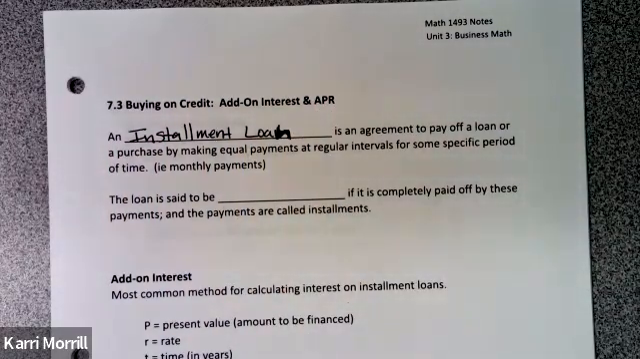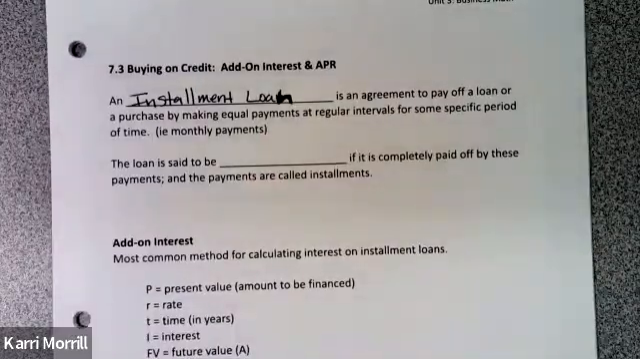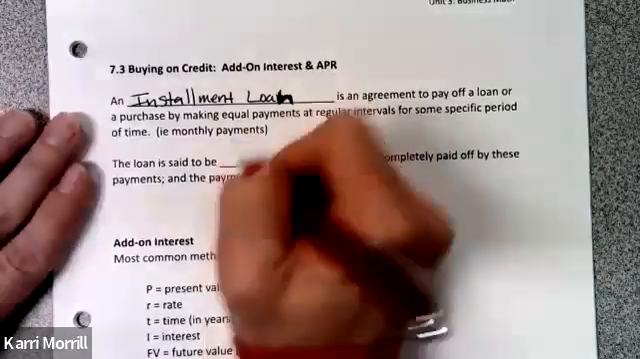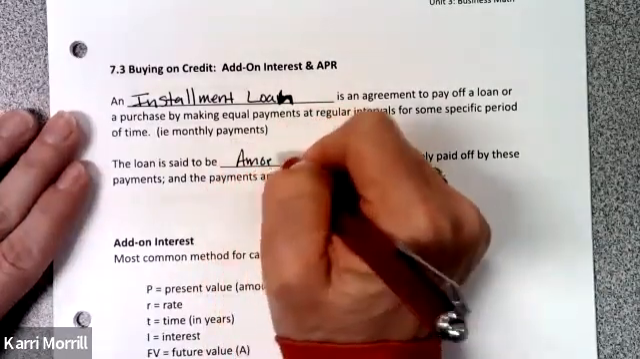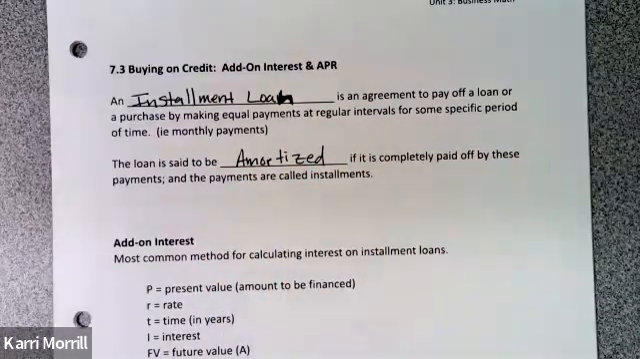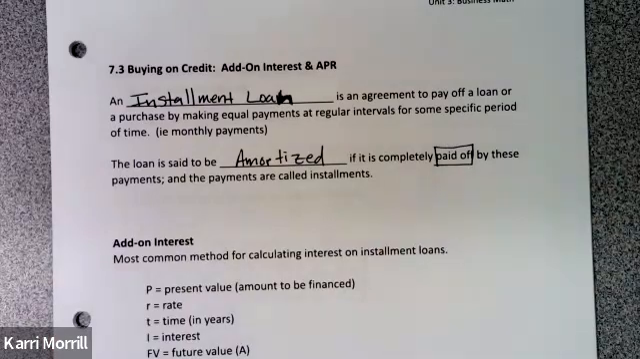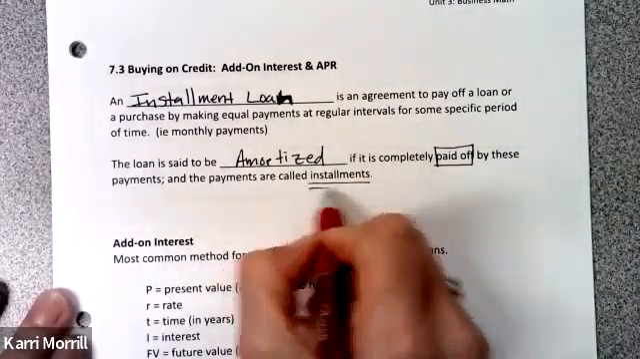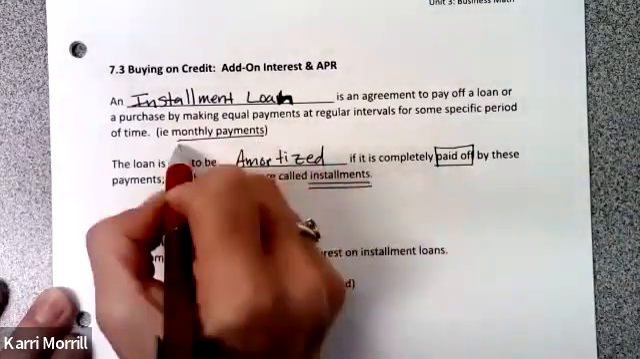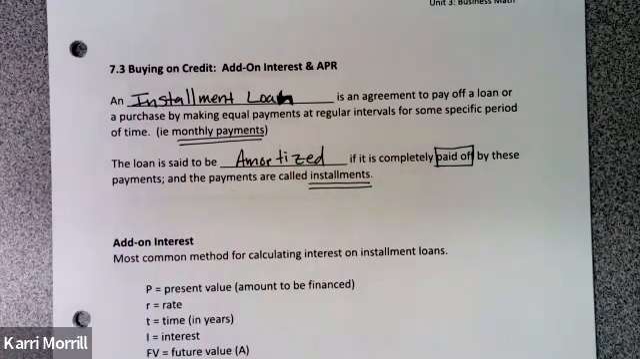Okay. We've kind of already talked about that a little bit. So the loan is said to be, and the word is amortized, A-M-O-R-T-I-Z-E-D. I like to say paid off. That's really all that means. The loan is said to be amortized if it's completely paid off by these payments, and the payments are called installments. So sometimes they call them installments and not monthly payments. You just need to know that terminology can be a little bit different. They use different words to mean the same thing often. Yay for the English language. That's what we get for our English language.